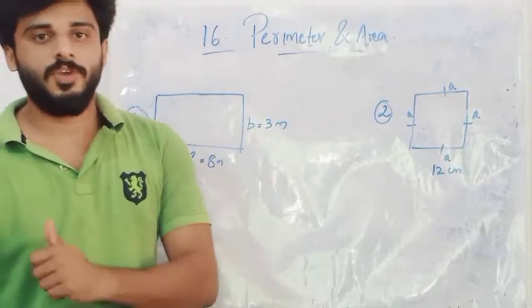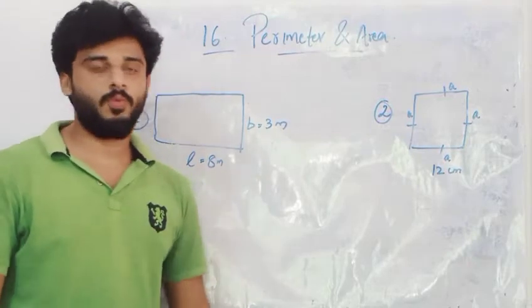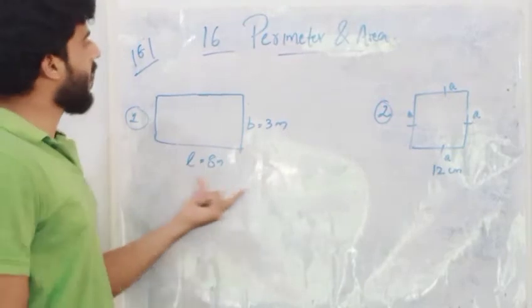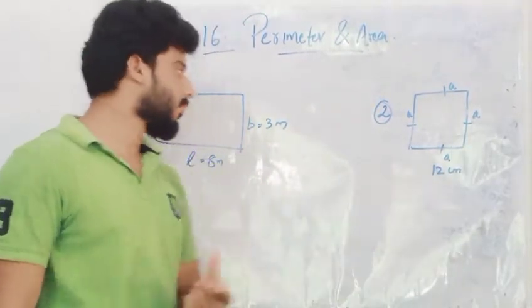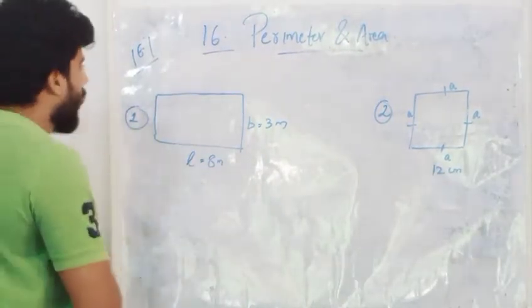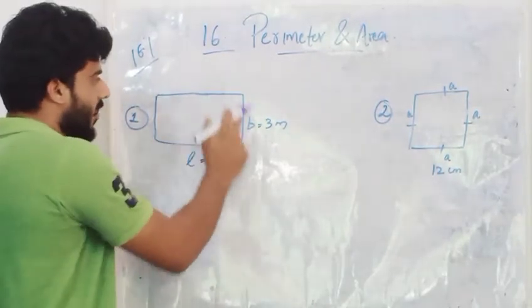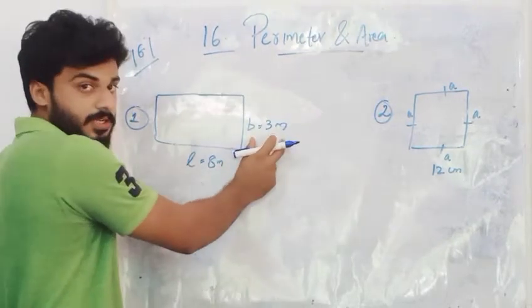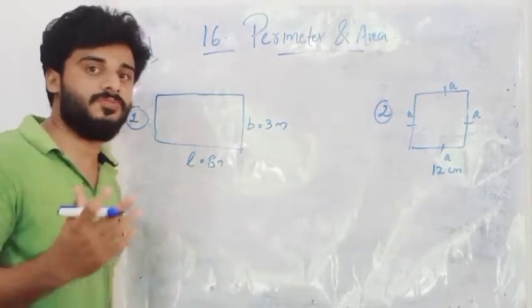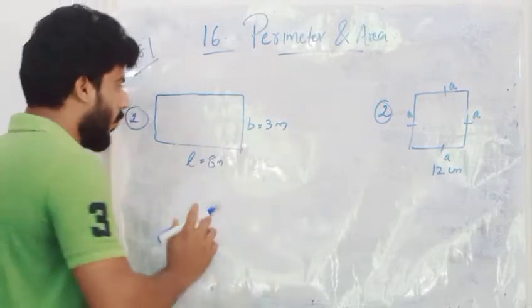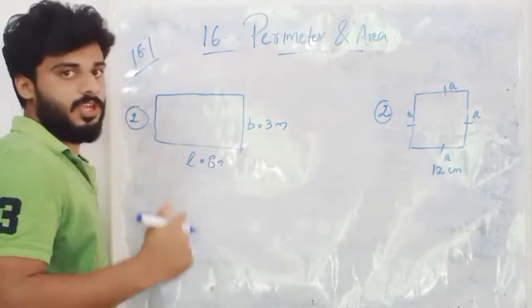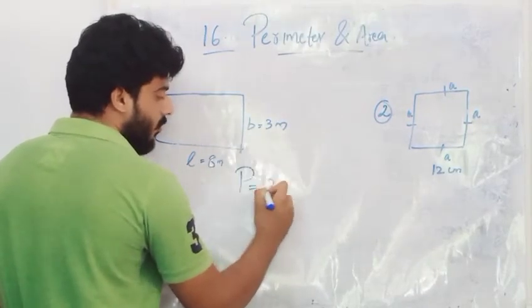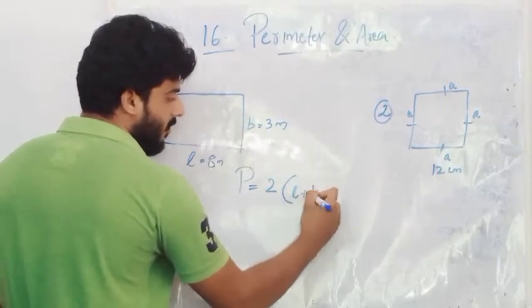Okay students, we are moving into exercise 16.1, question number 1, the first figure, and this is the second figure from question number 1. In the first figure, we can understand it's a rectangle, and its length is given as 8 meter and its breadth is given as 3 meter. The question is to find the perimeter of the following shapes. For a rectangle and parallelogram, we can find it using the formula 2 into (length plus breadth).